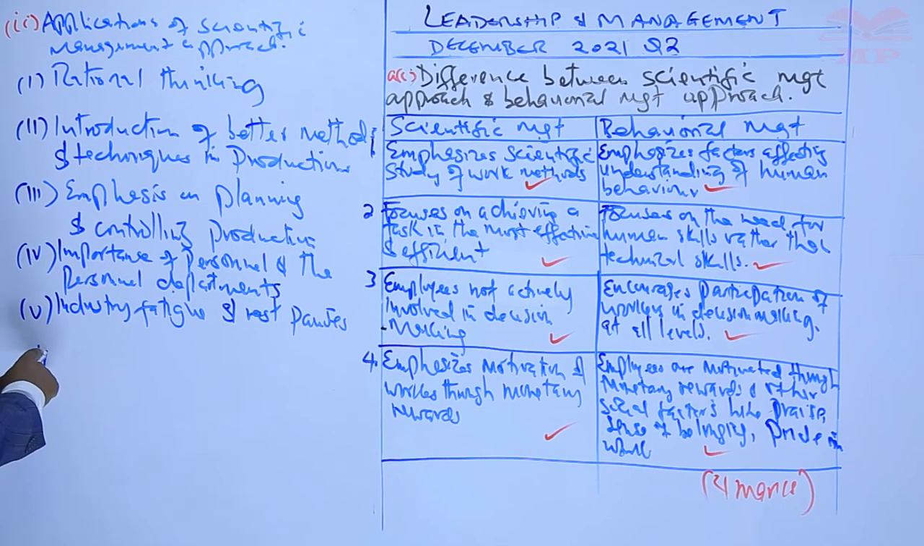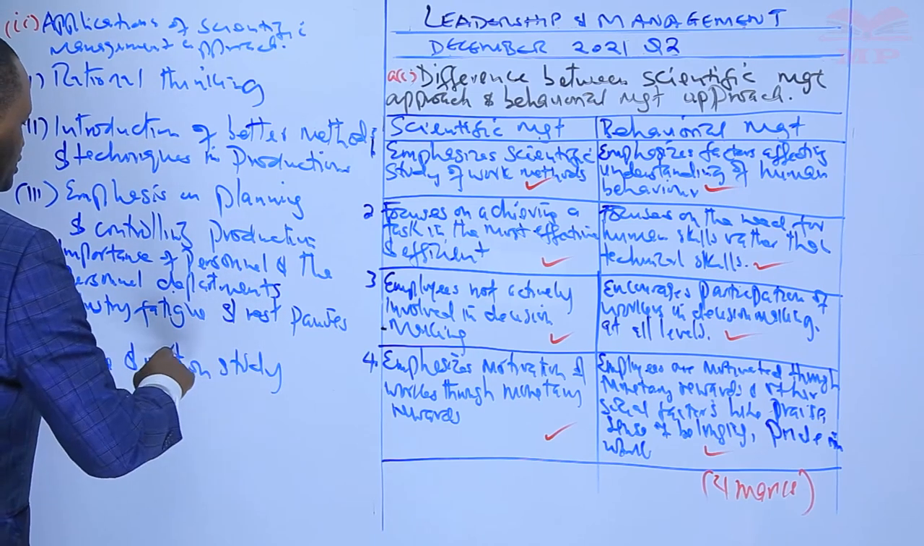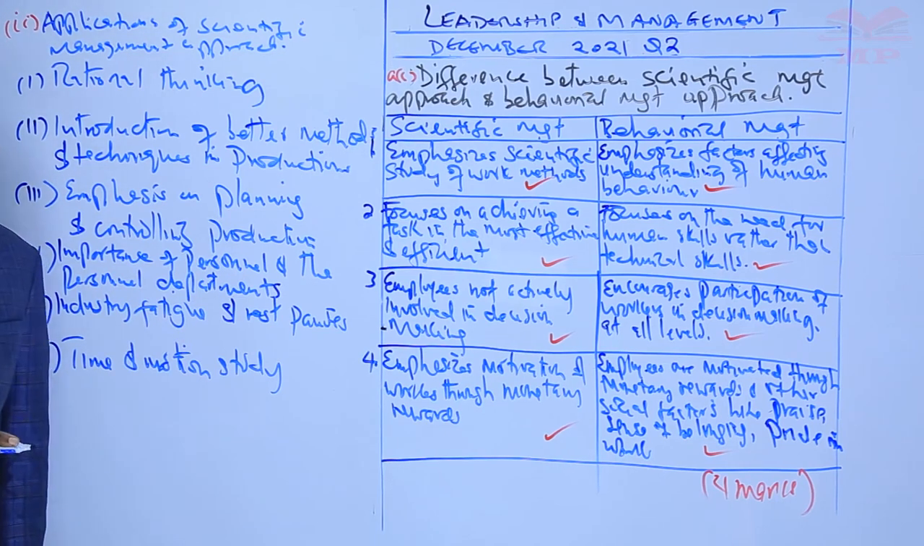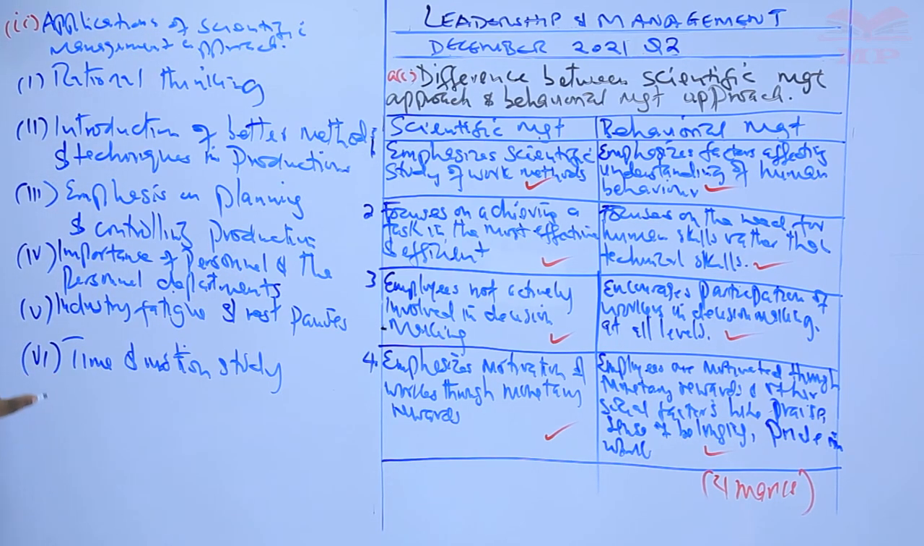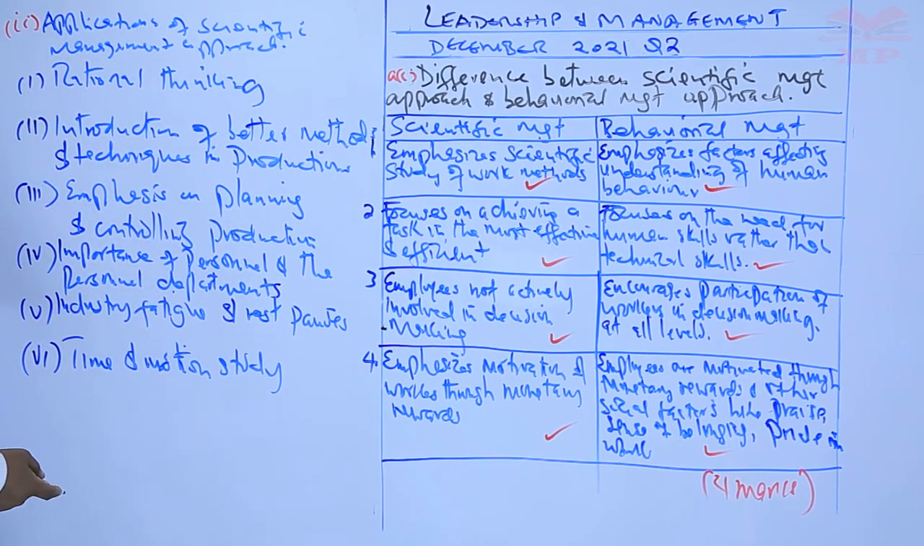Number six, time and motion study. Taylor introduced new concepts like time study, motion study, and work study in the field of industrial management. And such concepts are for the introduction of new methods, which will be quick, scientific, and less troublesome to workers. Today, companies are studying the motion of work, they are studying time, and so on.